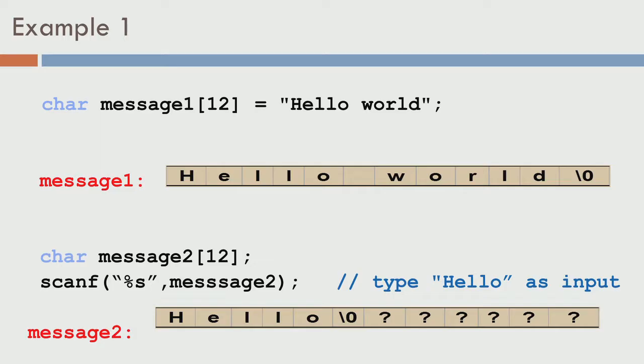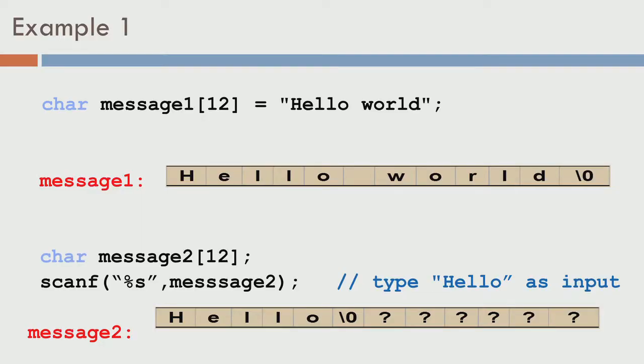The reason for message 1 being size 12 is that hello and world require 5 bytes each, plus the space is 1 byte, so 11 bytes. And remember, there is always an implicit \0. You do not have to put it explicitly.